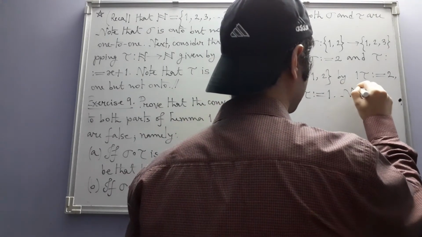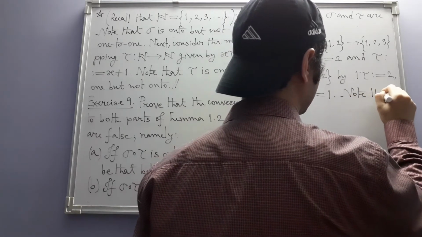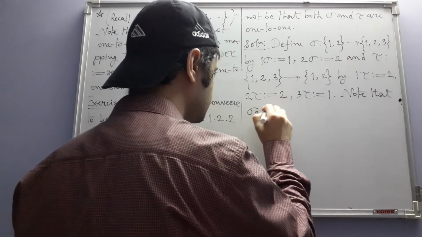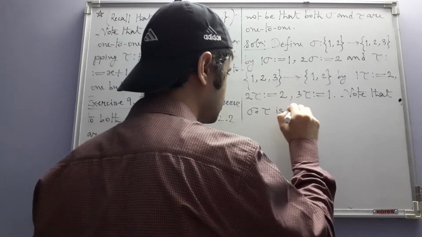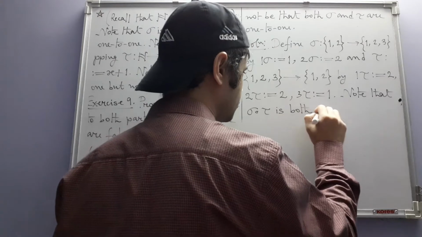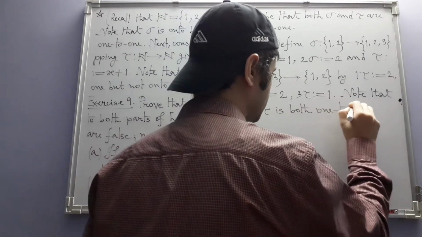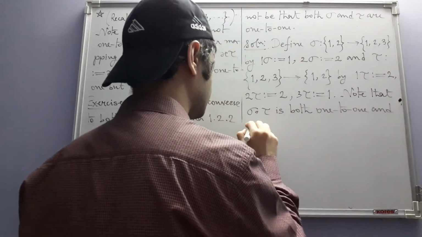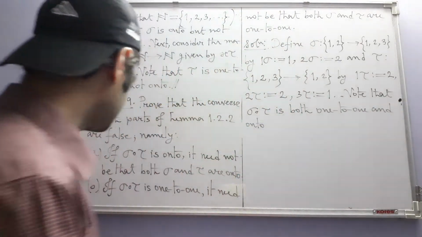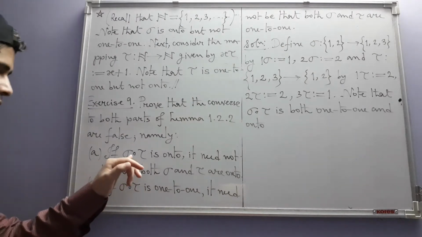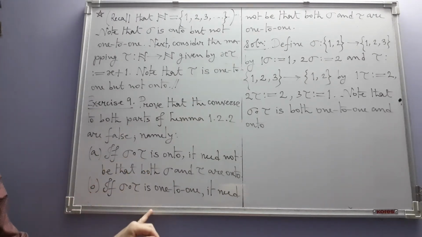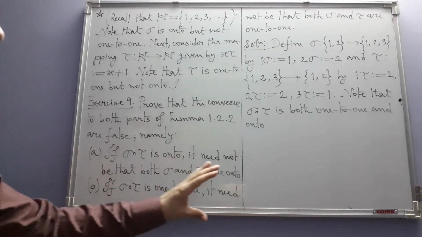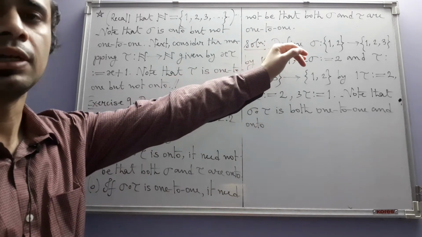Note that sigma composition tau is both one-to-one and onto. So that means it satisfies both of these conditions. I mean, we are actually solving part A and B together. That's why we have not written anything here.